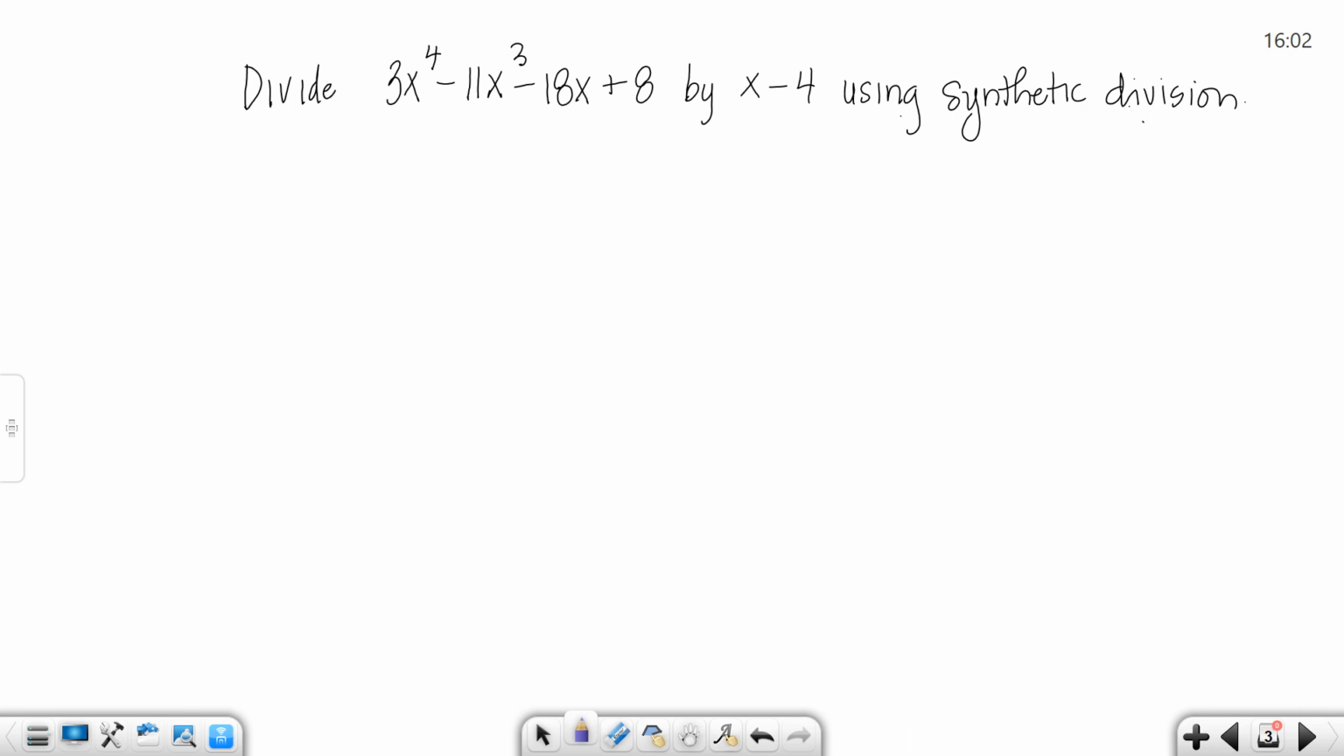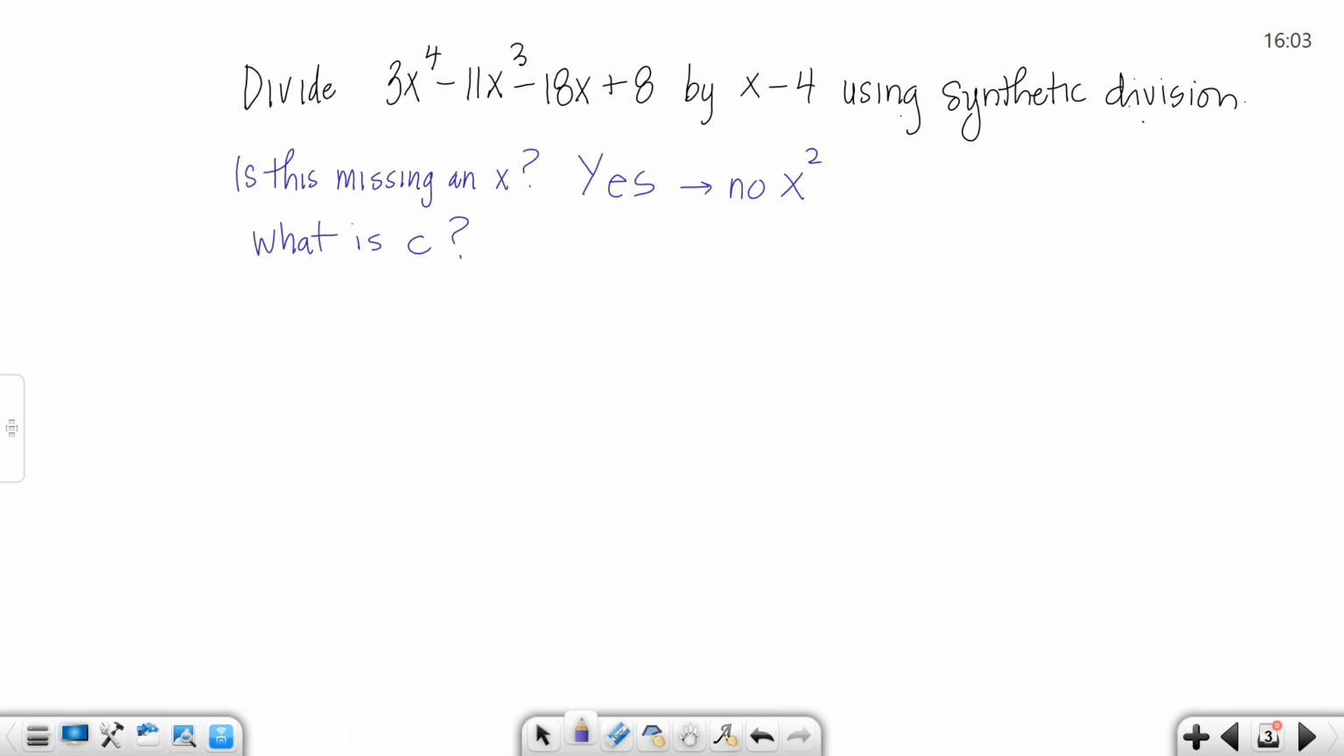Now, here are the questions I tell my students to ask all the time. Is this missing an x? And lastly, what is c? Okay, this one is missing an x. Yes, because if you look at the top, it goes x to the 4th, x to the 3rd, but there is no x to the 2nd. So it's missing an x.